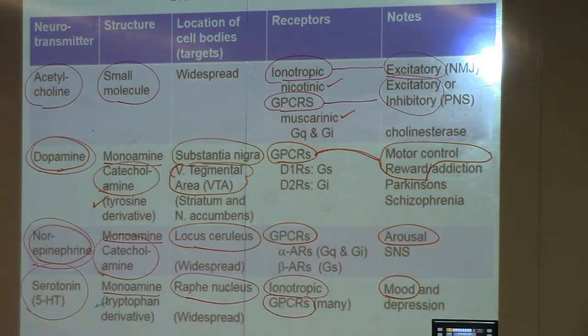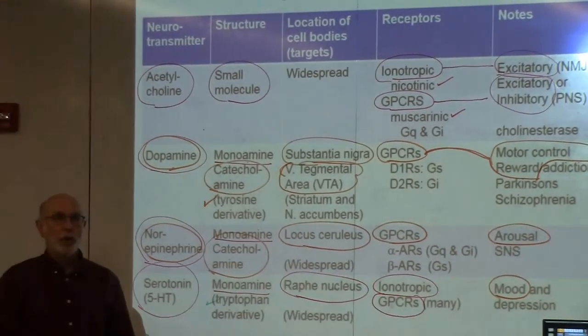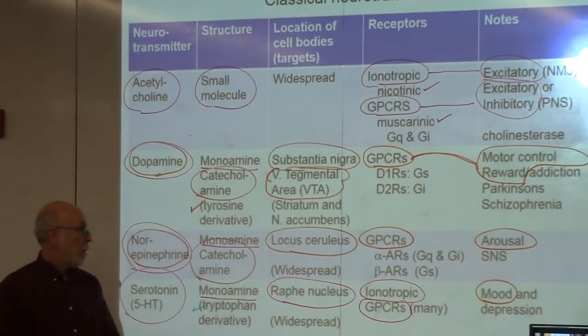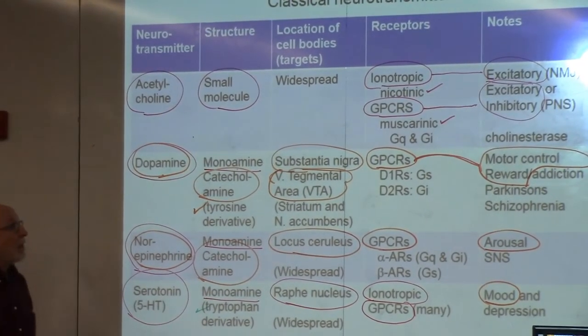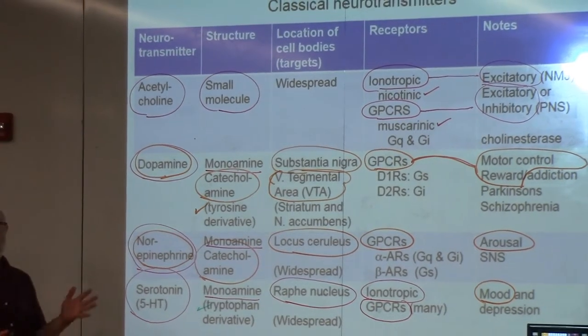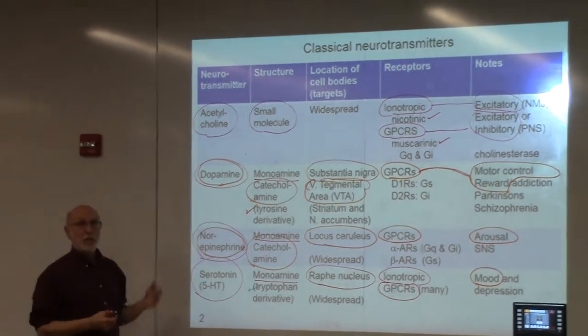And so abnormalities of mood, depression, mania, in a bipolar situation, are associated in many cases with abnormalities in the serotonin pathway. Questions about what I want you to know about these major classical neurotransmitters.